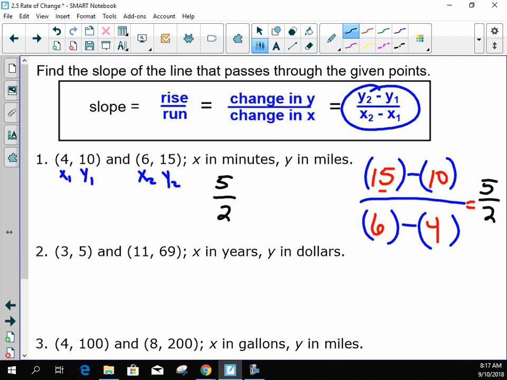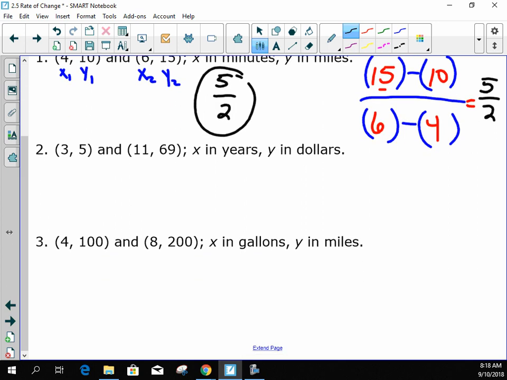X is your minutes, y is your miles. So this is 5 miles in 2 minutes. But I don't care about that. The only thing I care about is 5 over 2. Okay.